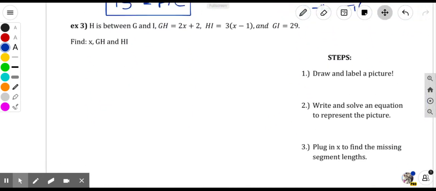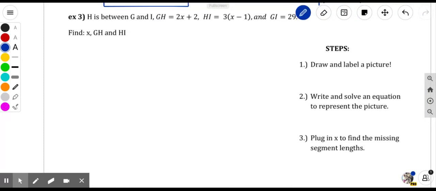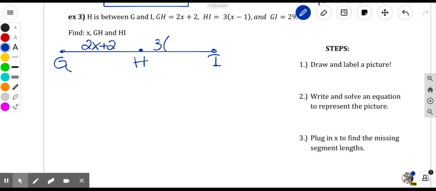Next example has some algebra, still pretty easy. The last one is going to be a little bit more difficult. So for this one, we have H is between G and I. So we need a segment G, H, I. Oops, just kidding. H is between G and I. Okay, so G is here. And then H is somewhere in the middle. It doesn't matter where you put it. Okay, now we're given GH is 2x plus 2. HI is 3 times the difference of x and 1. And GI is 29.